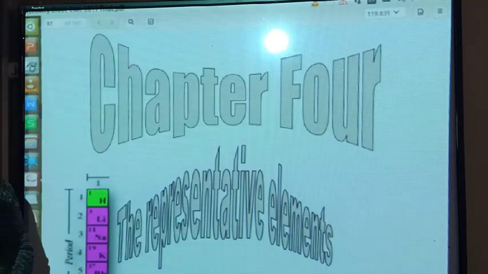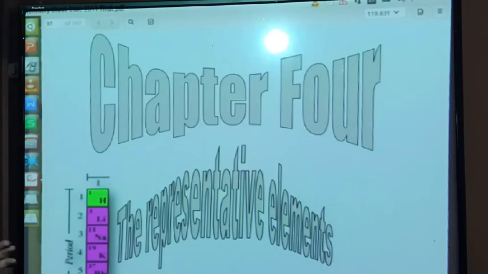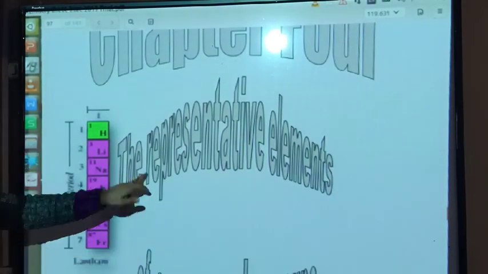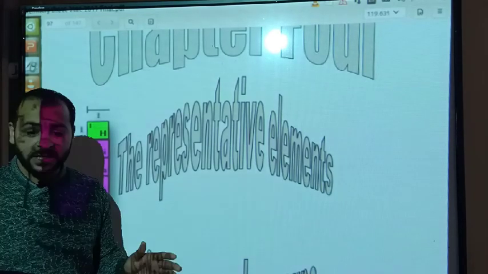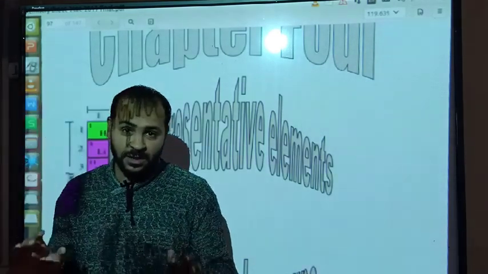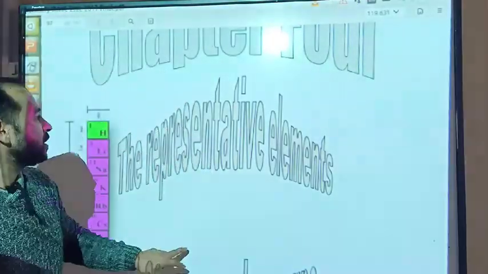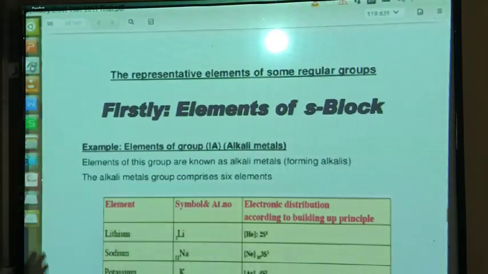You are welcome again with chemistry. Now we will illustrate chapter 5. Chapter 5 speaks about the representative elements in the modern periodic table. And representative elements, as we have studied in the first term, include s block and p block. We will study some groups of s and some groups of p block.